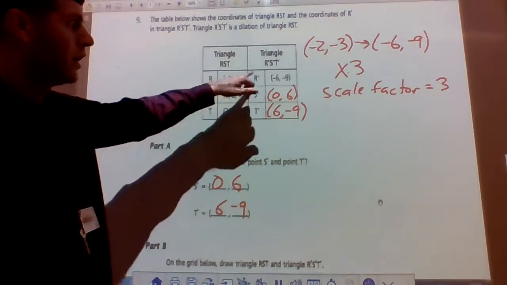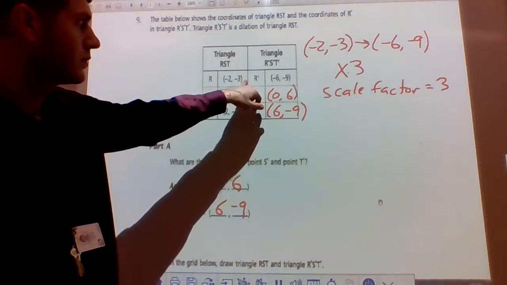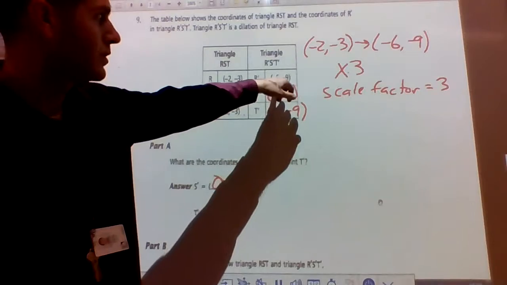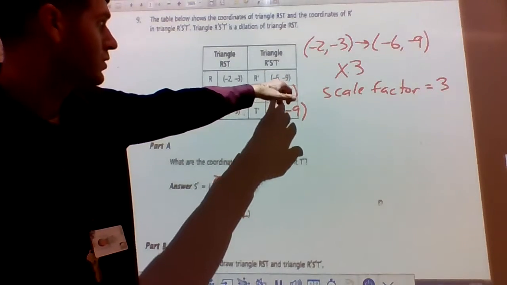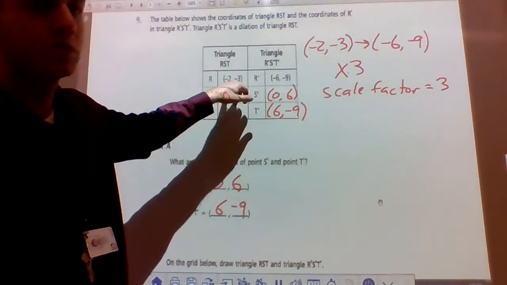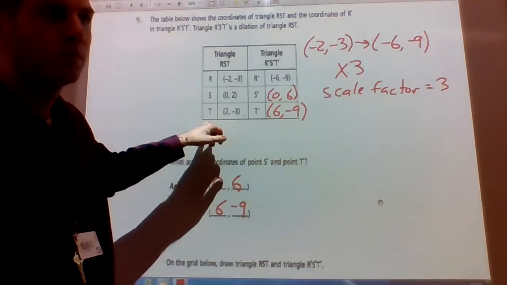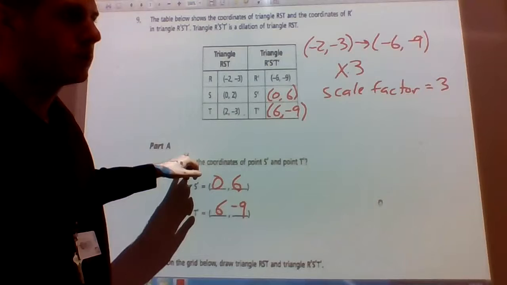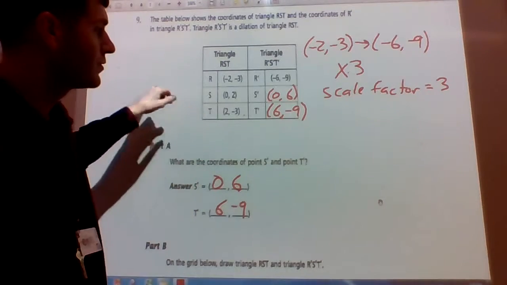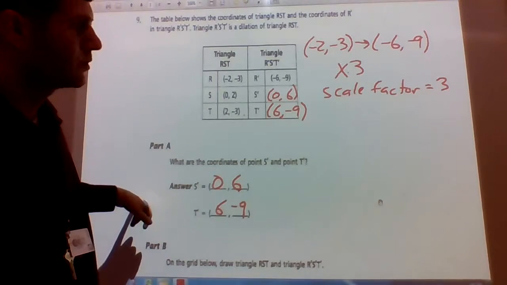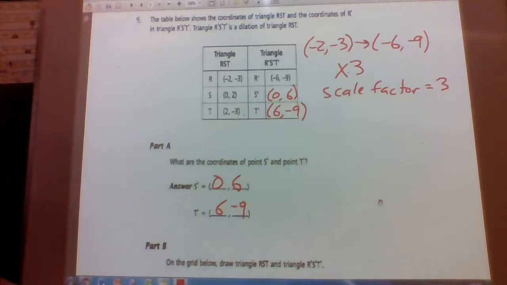We use the R to R prime to find our scale factor. So all these points got 3 times as far from the origin as they were originally. This was negative 2, negative 3. It was left 2, down 3. Then it went to left 6, down 9. So it's 3 times as far. Expanded 3 times as much.